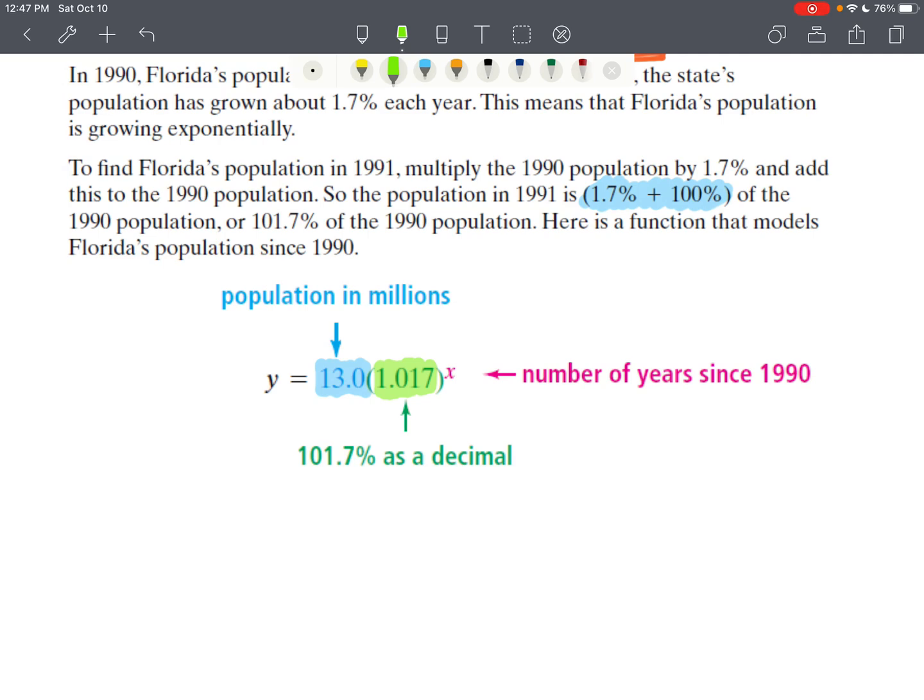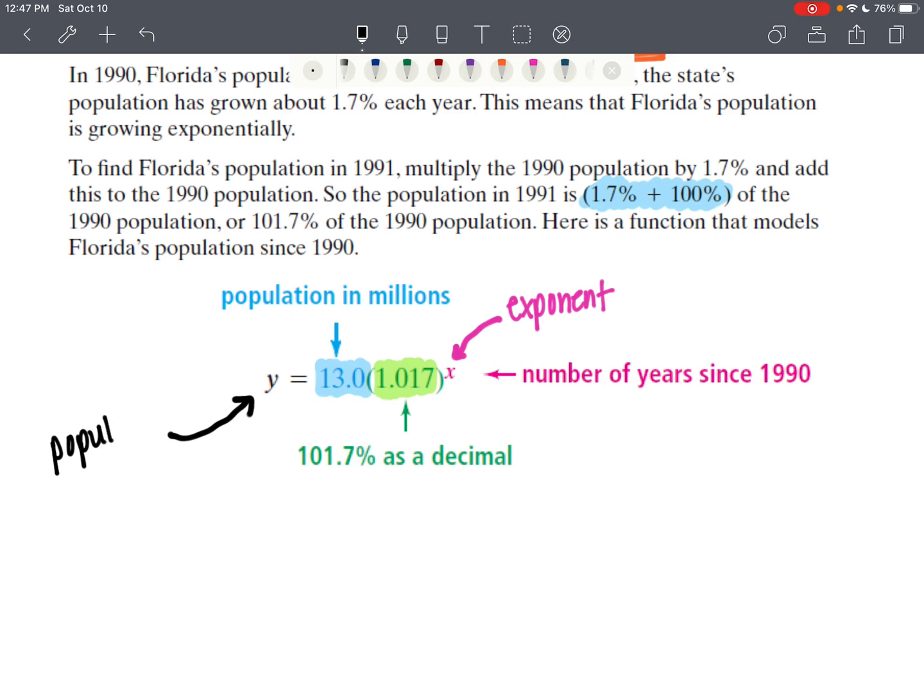Now, it's not multiplied by x. This x right here is an exponent. So that is an exponent. So we want to be very clear that's an exponent. And x is going to stand for the number of years since 1990. Well, what does y stand for? y represents the population in millions.